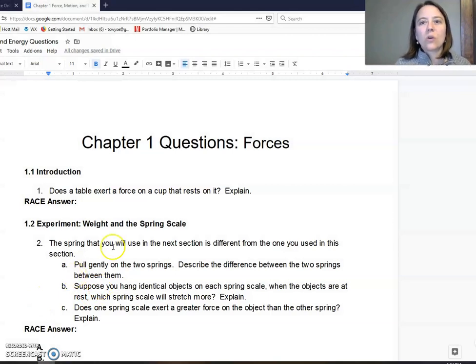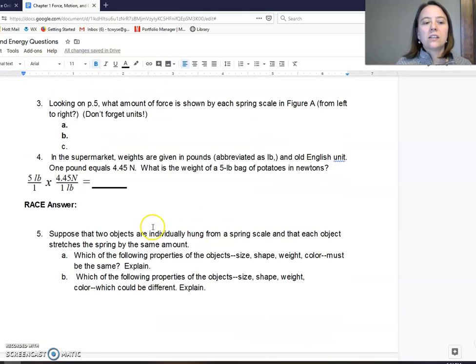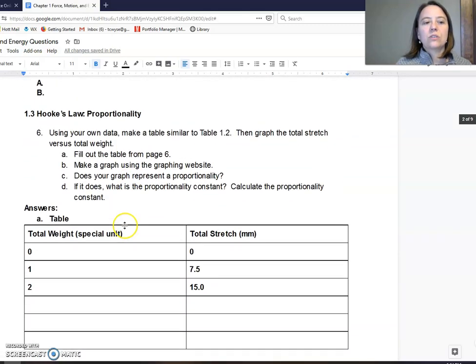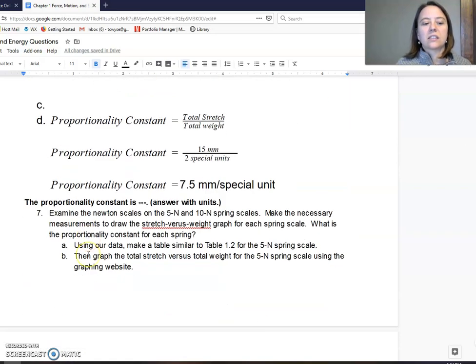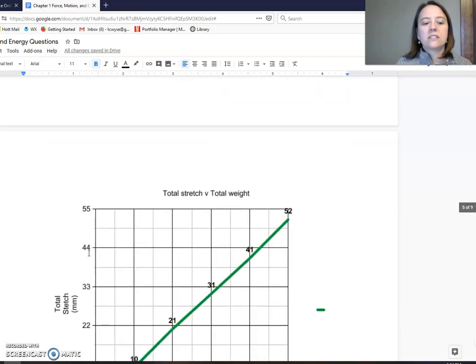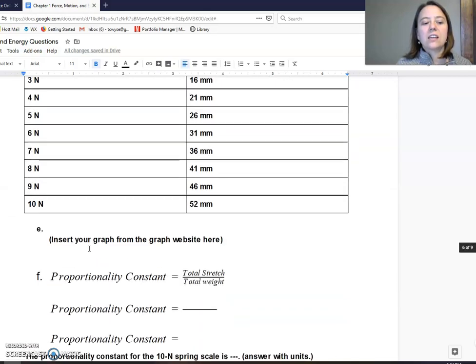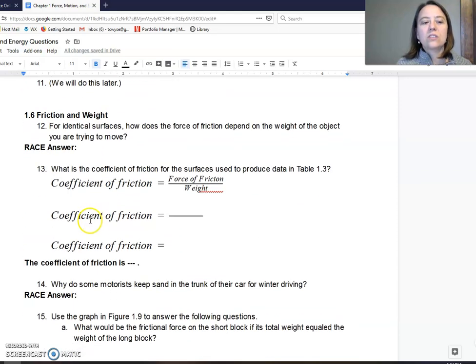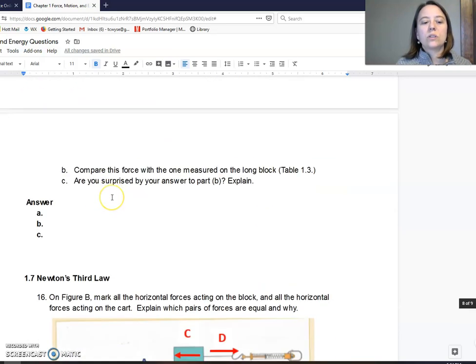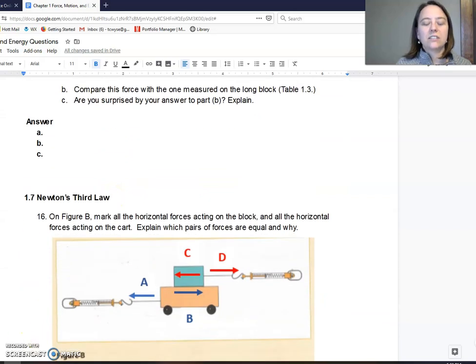This is Physical Science, Chapter 1 Forces, and we are on 1.7, Part 2, and we're going to be going over our questions. Right now you should have number 1 done. I'm going to skip down to 1.3. You should have number 6, 7, 8, and we're skipping number 9, 10, and 11 for now, and you should have number 12, 13, 14, and 15 done. Do you have those done?